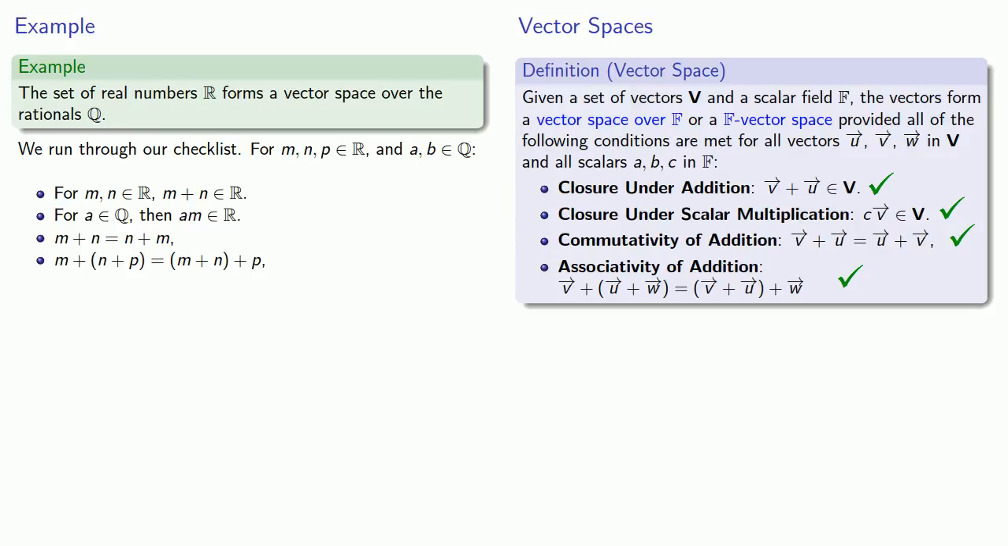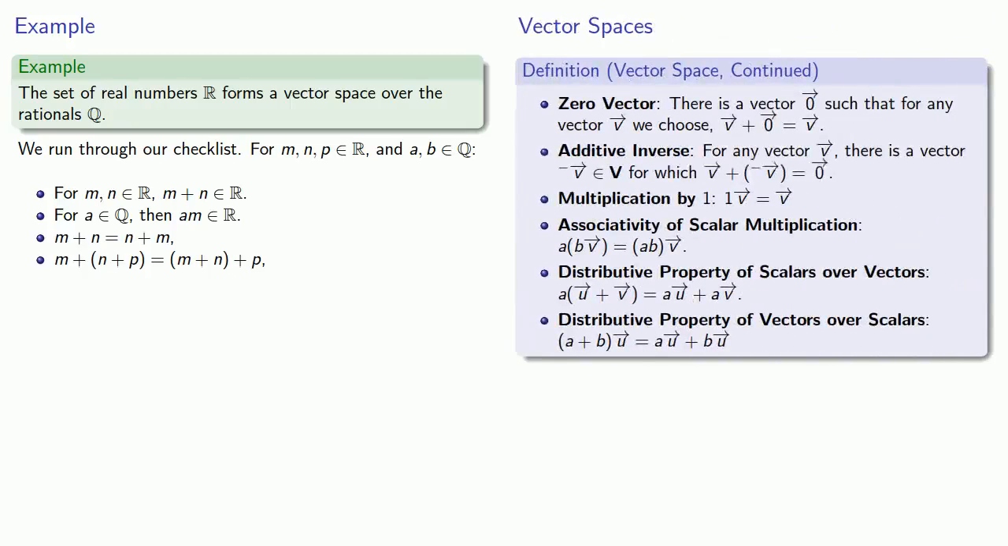Well, you probably need to finish the job, so we have to check the other requirements for being a vector space. So we need to confirm that there is actually a zero vector, that there's some real number, which, if we add it to any other real number, gives us what we started with. And the number 0 works perfectly well, as 0 plus m is always going to be equal to m. As with the field itself, it's not enough that 0 exists. 0 has to be one of the elements of our set. And since 0 is a real number, we do have a 0 vector.